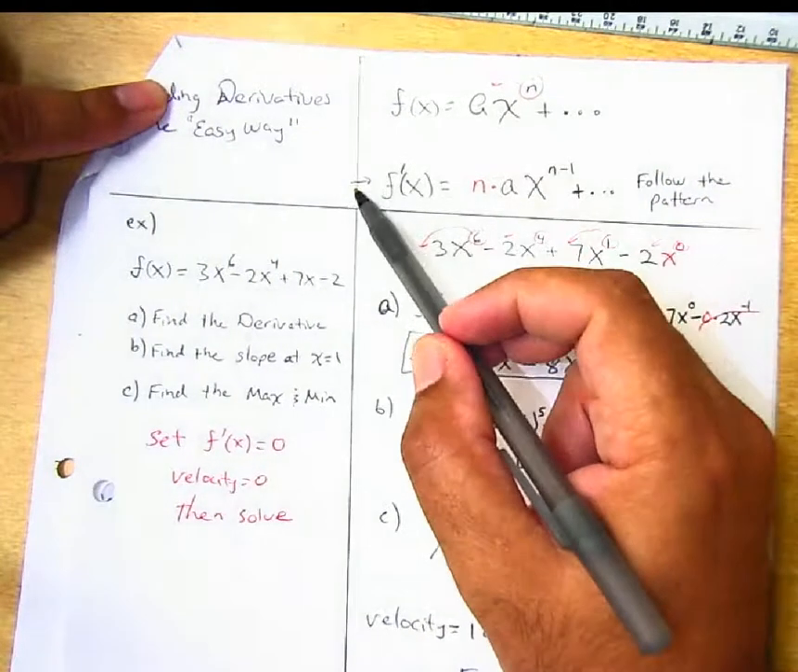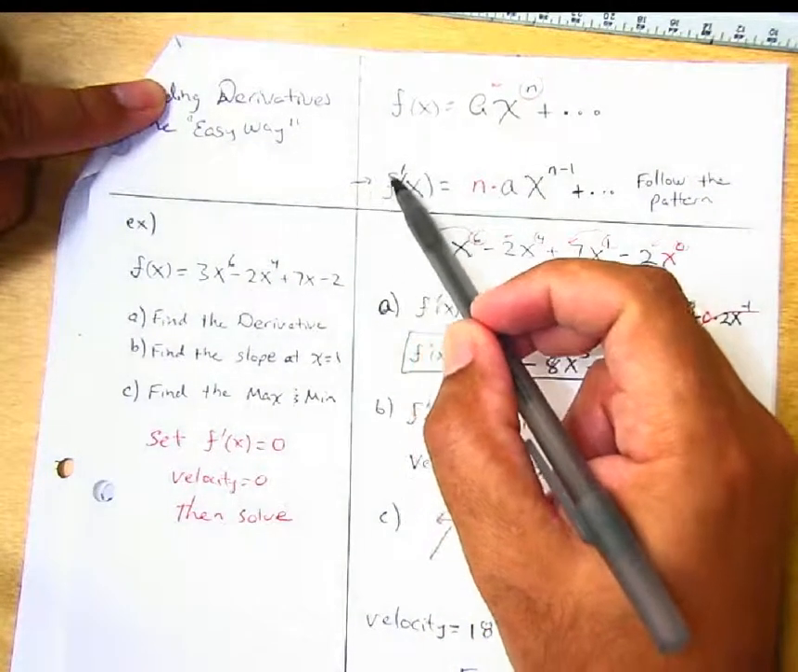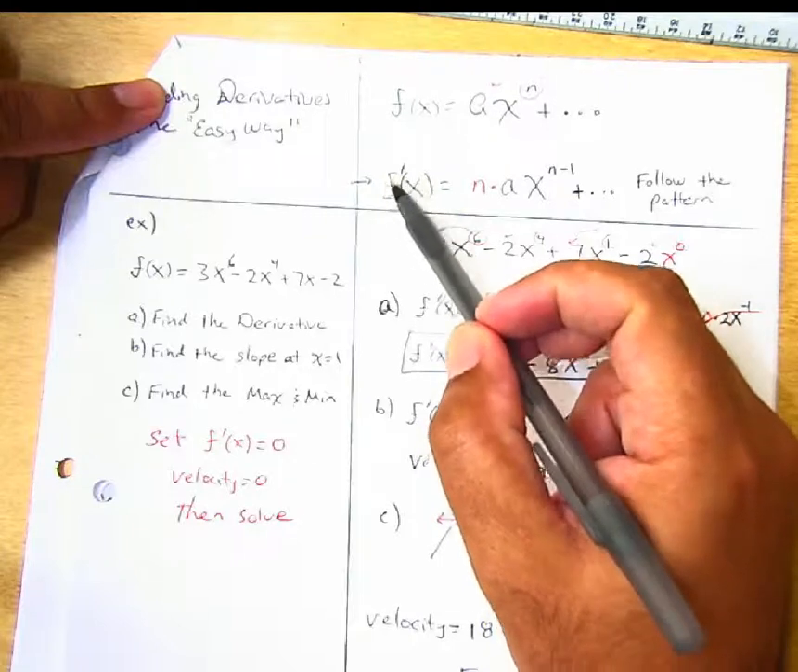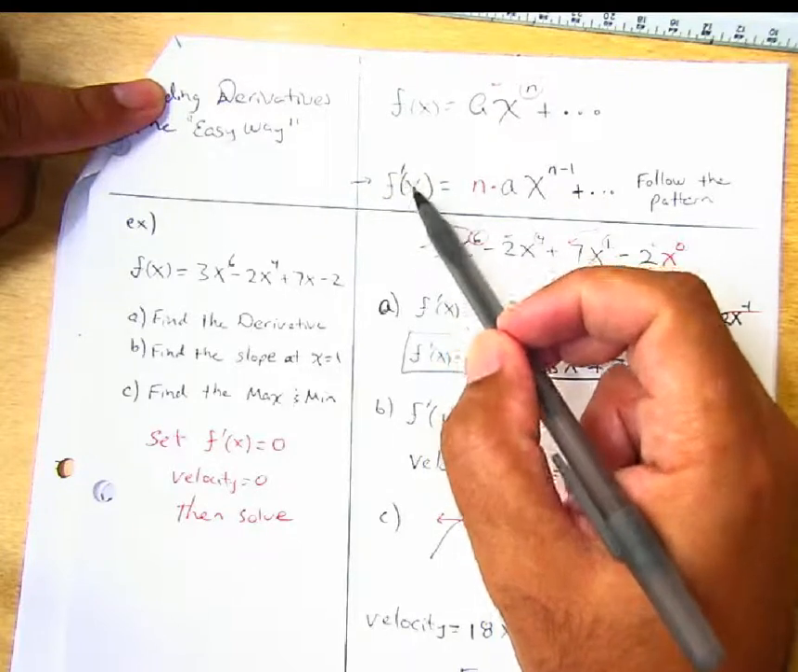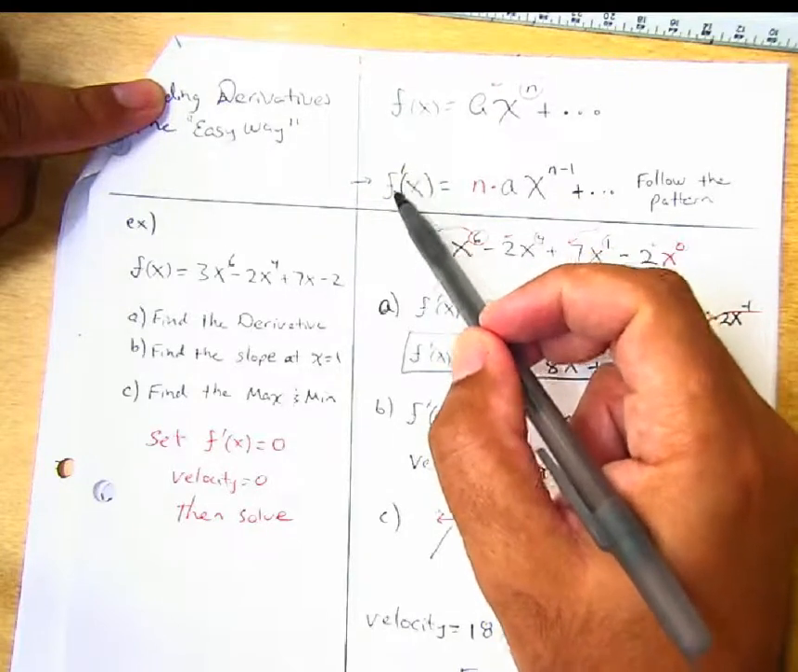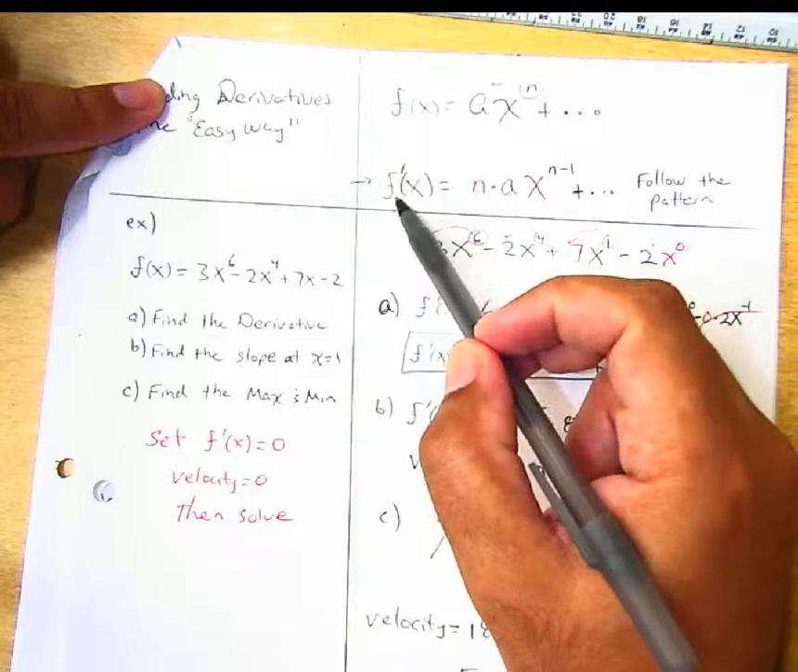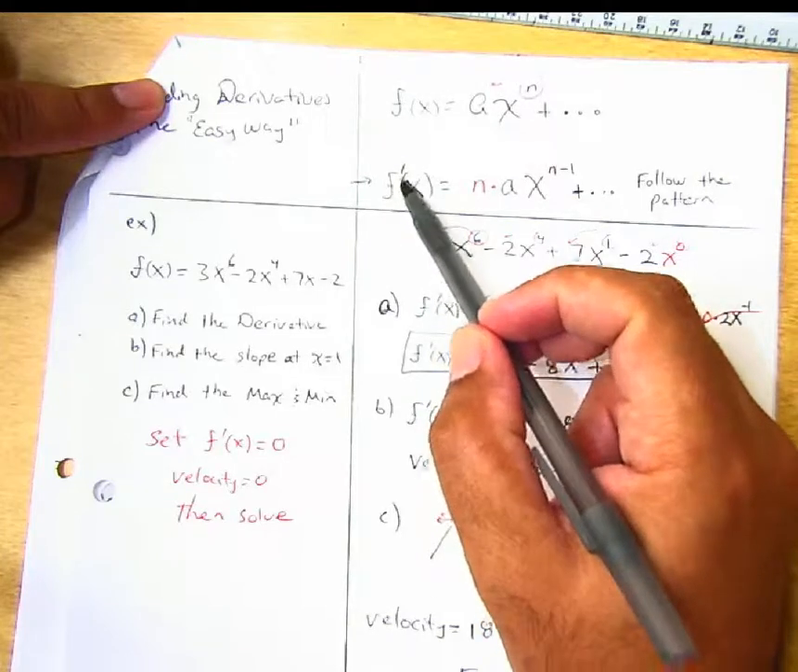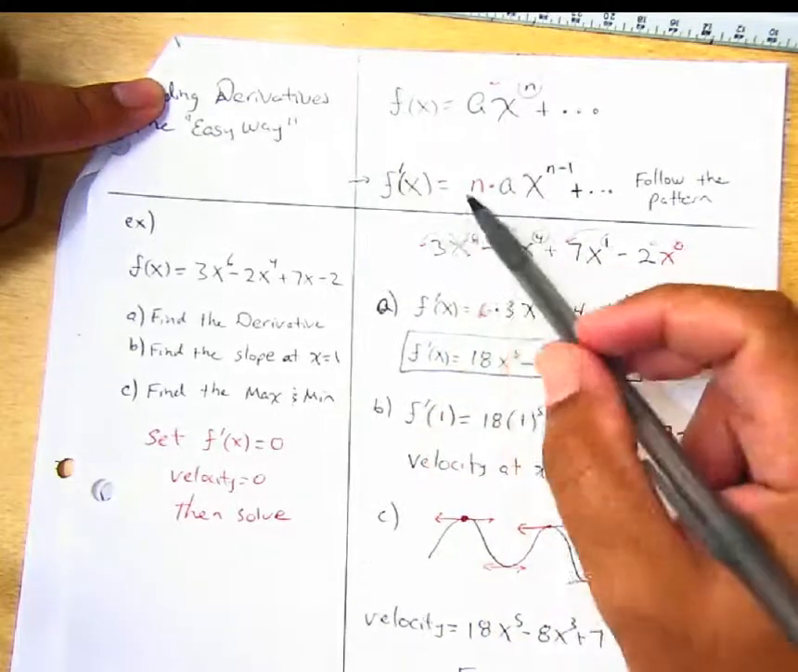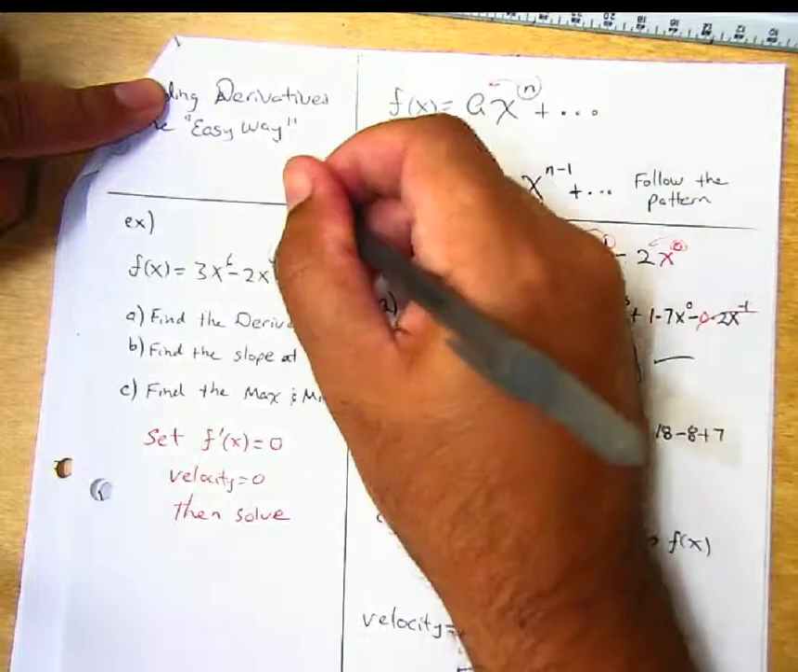The derivative down here, and this is the notation for derivative. It's a function notation with a little 1 above the f. It reads f prime of x, and this is the derivative.